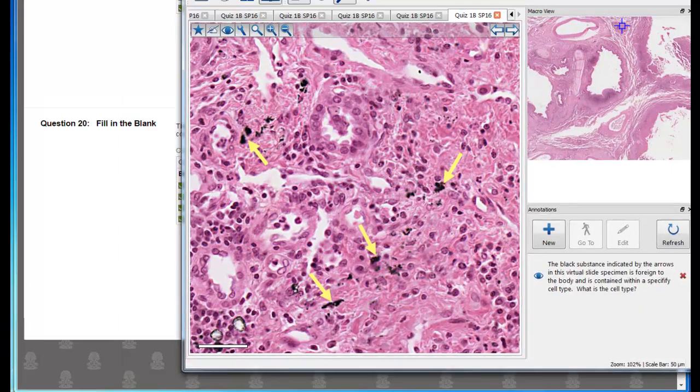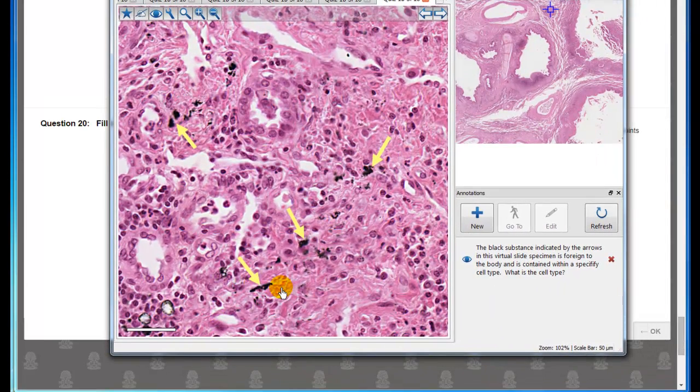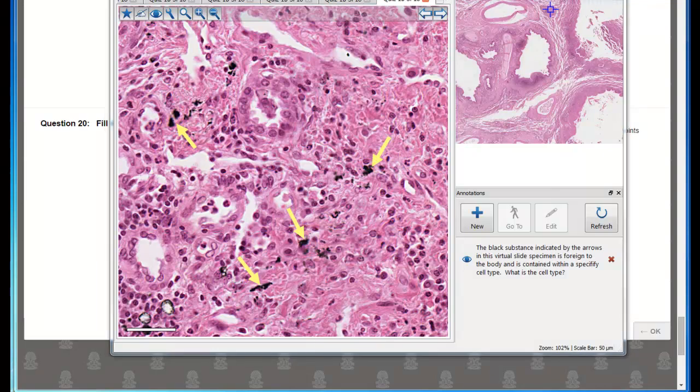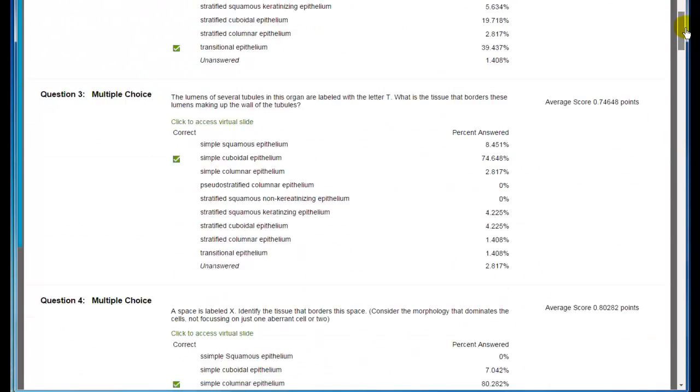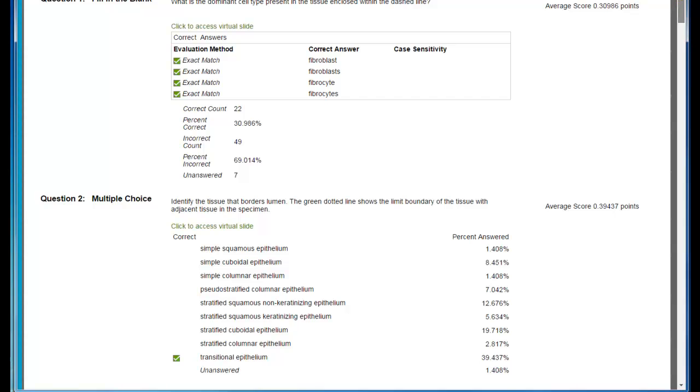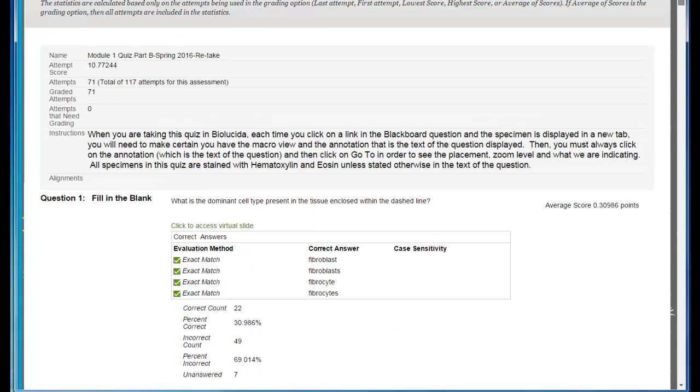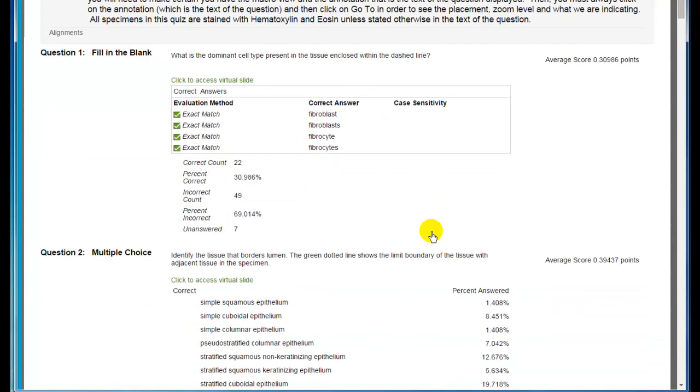So this is the specimen. There's the black substance. And that's the biggest clue: this black substance here would have to be located within macrophages. Okay, that concludes the review of the questions that were most missed in Part B of the Module 1 quiz.